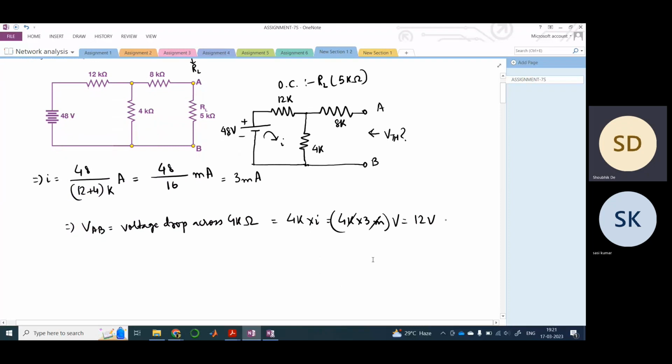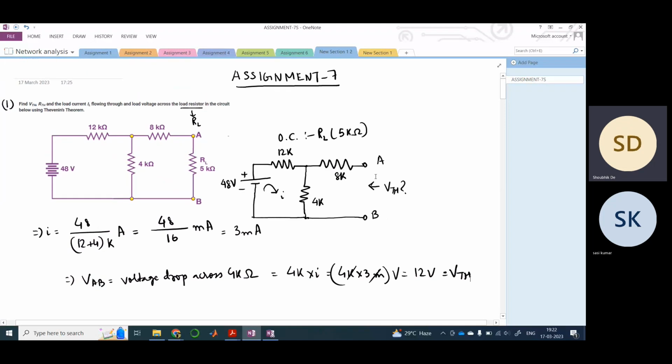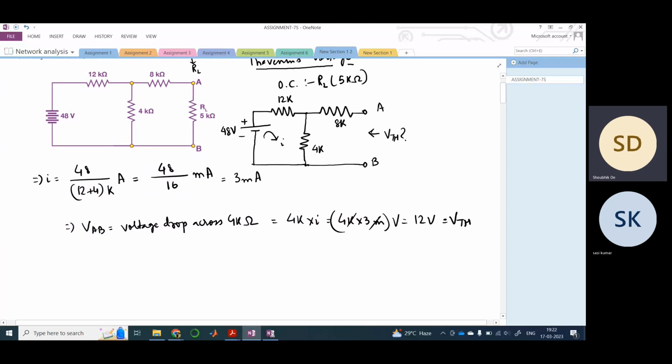So your VAB is nothing but VTH. Why? Because VTH is the voltage across this terminal AB, and we just found out the potential difference across this terminal AB. Therefore, your VTH is nothing but VAB. So this is how we calculate the Thevenin voltage. This was Thevenin's voltage. Now going to Thevenin's resistance.